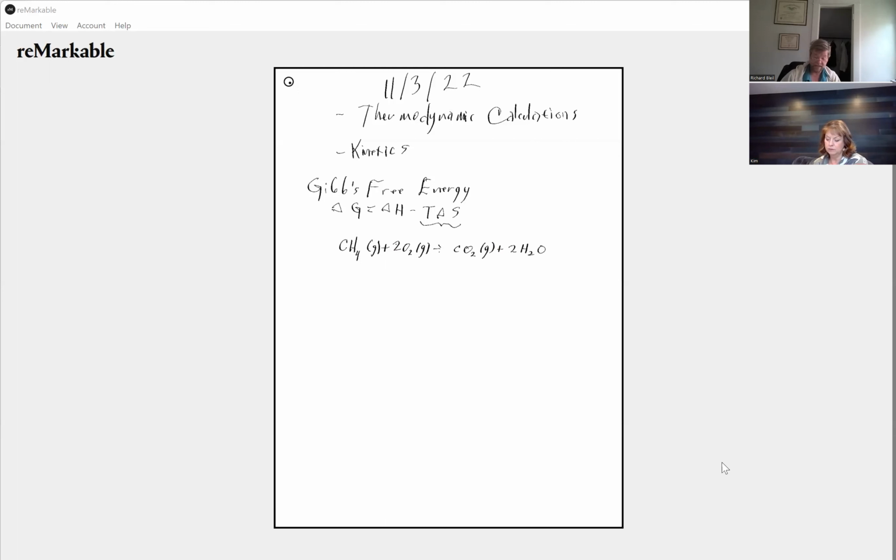So how do you do these calculations? Well, you look up the table. The table will give you the enthalpy of formation, it will give you the entropy, and it will give you the Gibbs free energy.